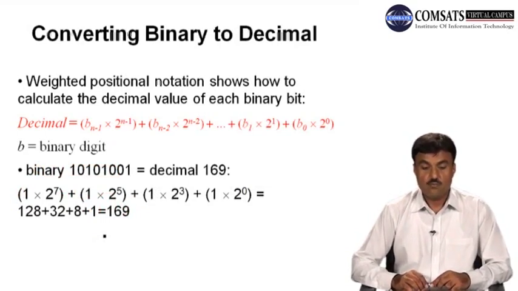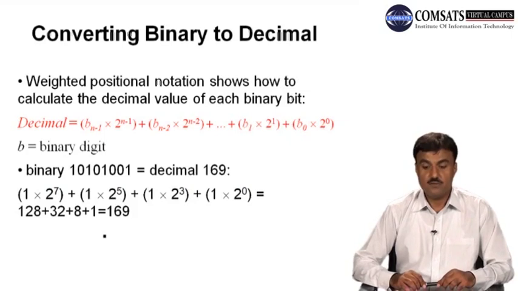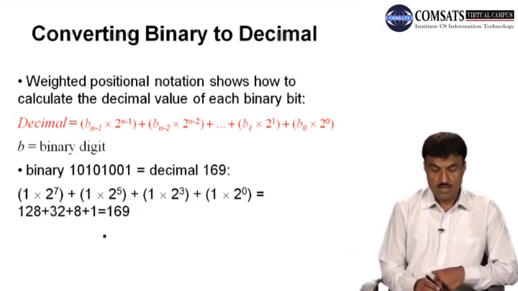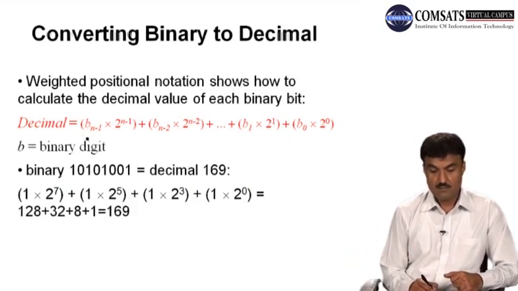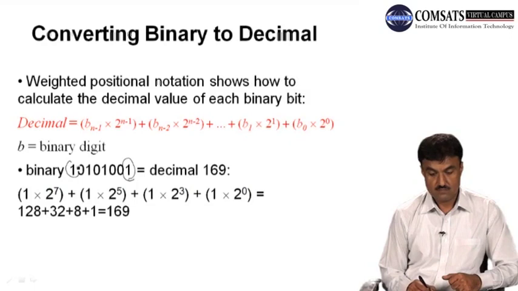So, converting a binary number to a decimal number. There is one notation which is the most common, and we will use it here. It's called the weighted positional notation. It shows how to calculate the decimal value of each binary digit, or bit. So we have a binary number, for example, 10101000. This is the least significant, and this is the most significant.